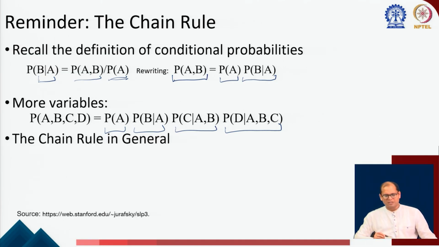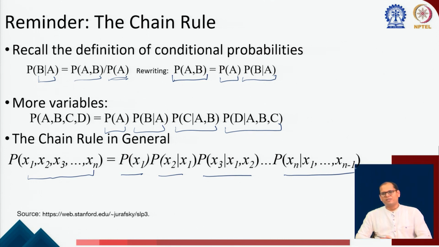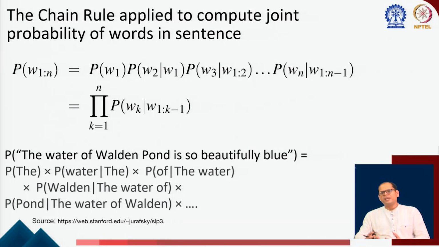In general, if I have n variables x1 to xn, I can say probability of x1, x2 given x1, x3 given the previous ones, up to xn given the previous n minus 1 variables. That is my chain rule of probability. Now, how do I use that to find the probability of a sentence or a sequence of words? If I am given n words, say this is the notation I use, w1 to n, word 1 to word n, I will find the probability by probability of w1, w2 given w1, and so on, wn given words 1 to n minus 1.